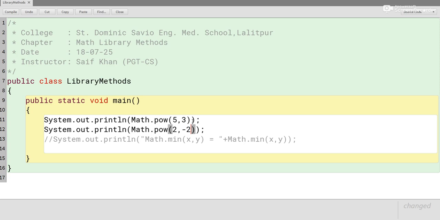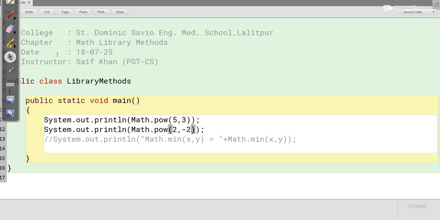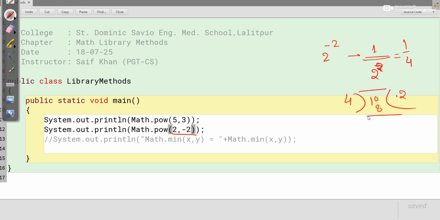Now what happened in this case? 2 raised to power minus 2. In mathematics, whenever the power is negative, you put it into the positive, like this: 1 upon 2 raised to power 2. So it becomes 1 upon 4. So when you divide 1 by 4, it will be like this. 4 2s are 8. And then 4 5s are 20. Like this. So the answer is 0.25. So this is the way it is going to solve it.